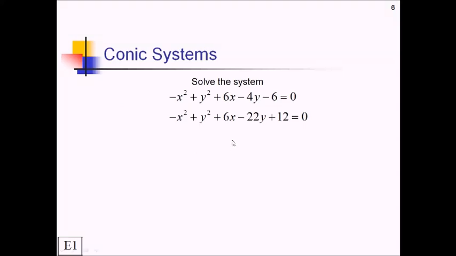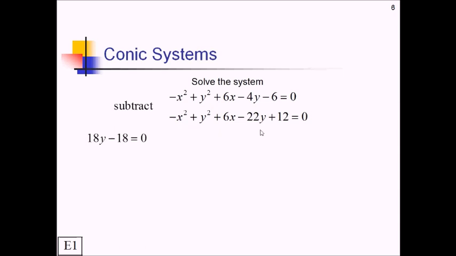So here is a second-degree system of equations. Looks significantly more intimidating than the first-degree system, but take a look at what we actually have for the different terms here. We could eliminate a lot of these if we just subtracted right off the bat. If we do that, these x squareds are going away, as are the y squareds, and the 6x's. So we just have the y terms and the constants left over. Negative 4y minus negative 22, that's plus 22, so 18y. And then negative 6 minus 12 will be negative 18.